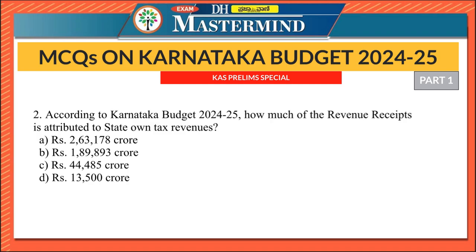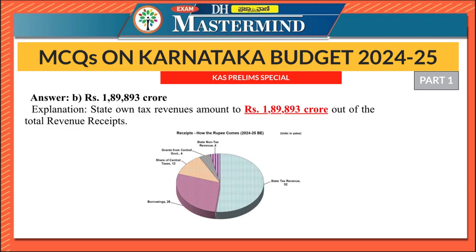So now the right option is option B, 1,89,893 crore. So the answer is 1,89,893 crore. If you look at the graph over here, this constitutes 52%.